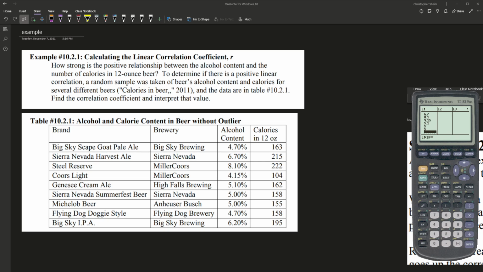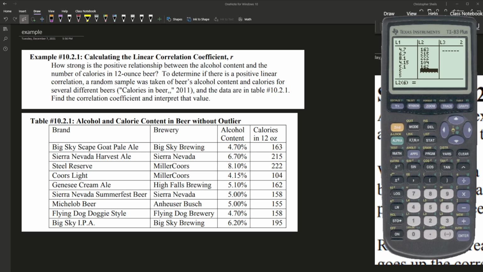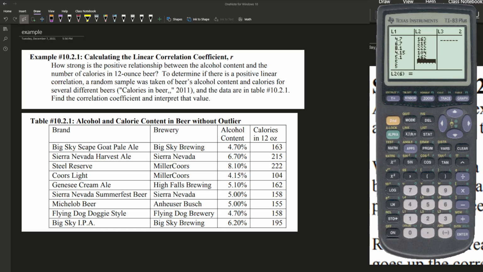Let's see, 5, 4.7, and 6.2. Let me see if I can make this a little bit larger on here. There we go. That should be a little bit easier to see.